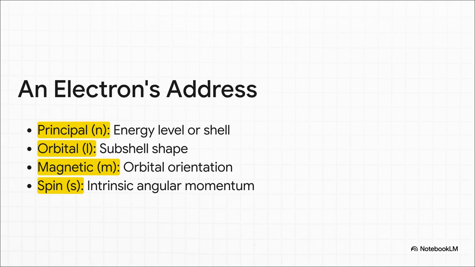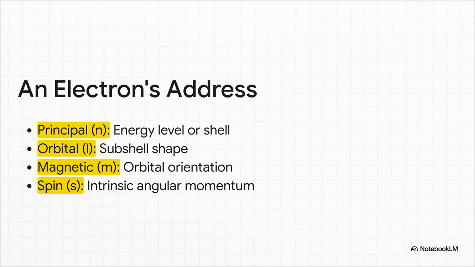So inside an atom, an electron can't just hang out wherever it wants. Its wave nature means it's forced into specific, allowed energy levels, kind of like assigned seats in a theater. We can pinpoint each electron using its unique address, which is made of 4 quantum numbers. Think of it like this.